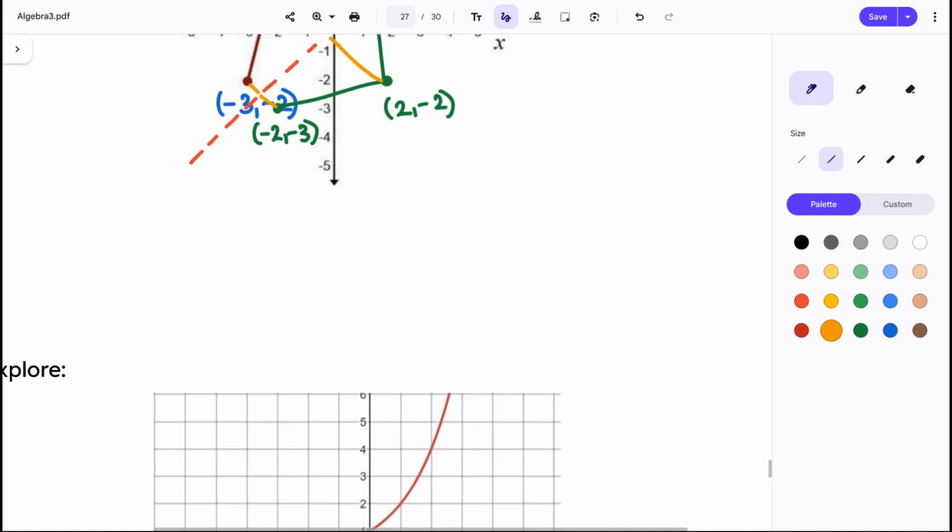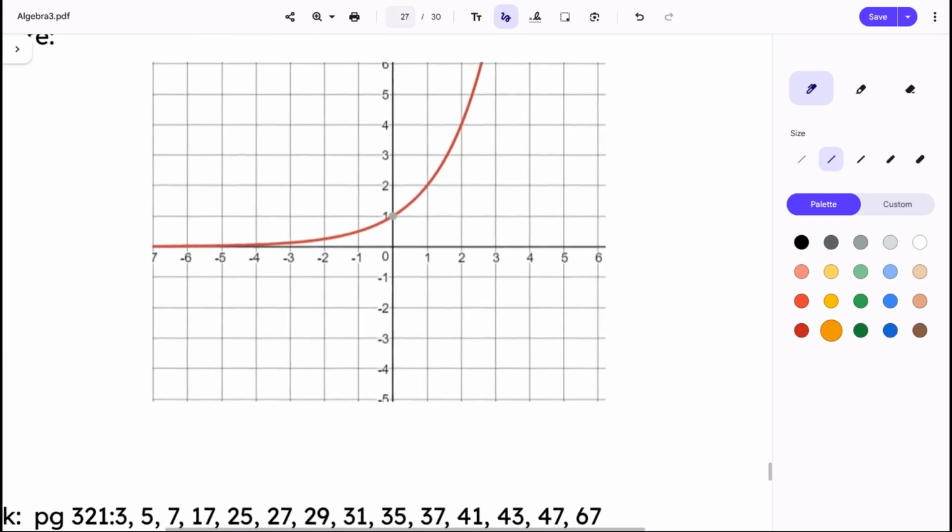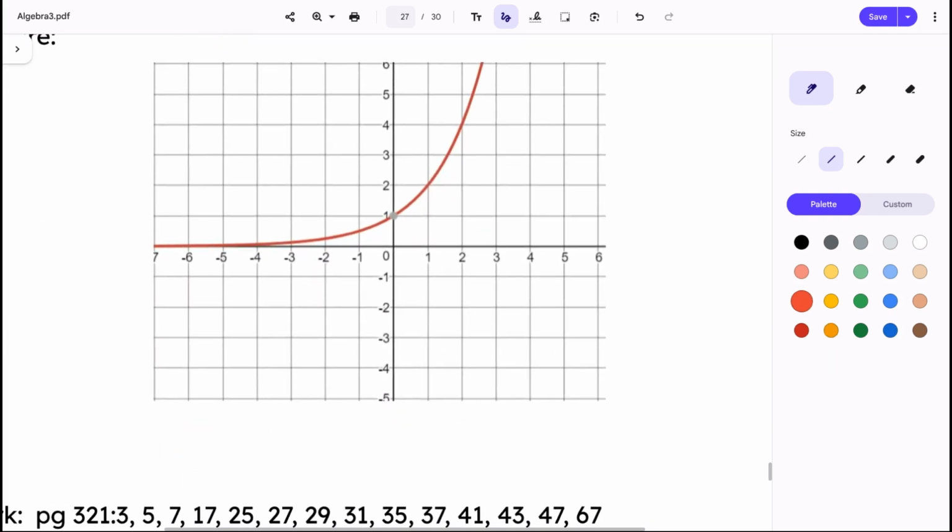Okay, so let's do this last one. Let's find a couple of easy points to read. What are some points that you guys can grab off of that red line? 0, 1, right? Is there another one that would maybe be easy to read? 1, 2, and maybe even 2, 4.